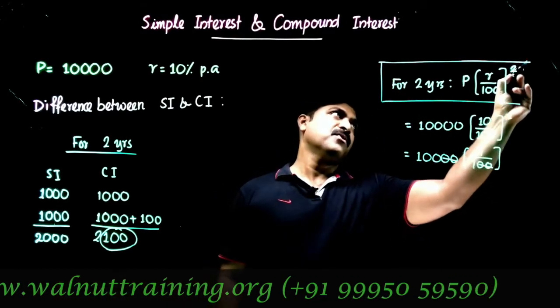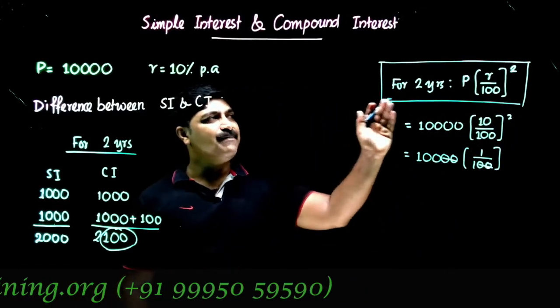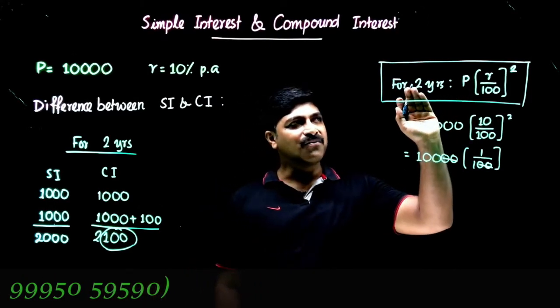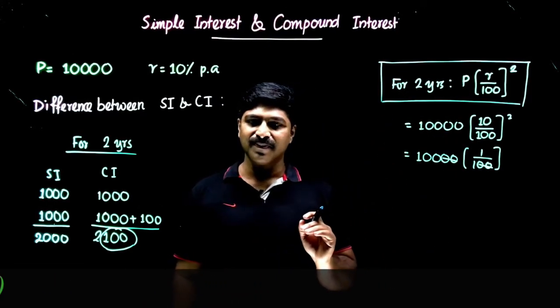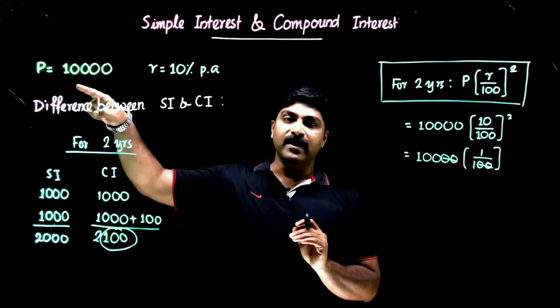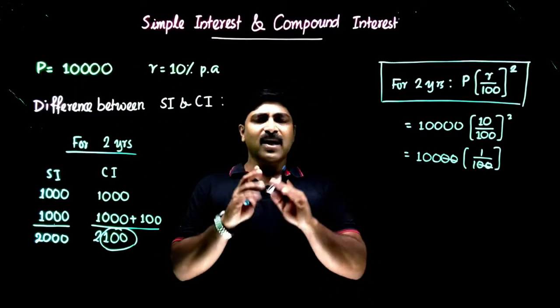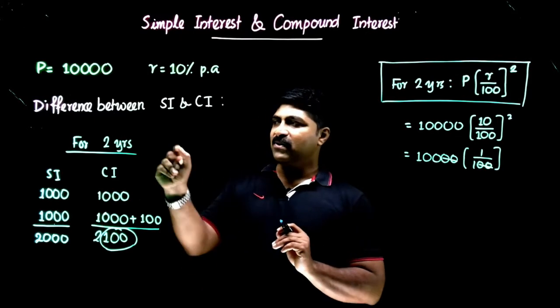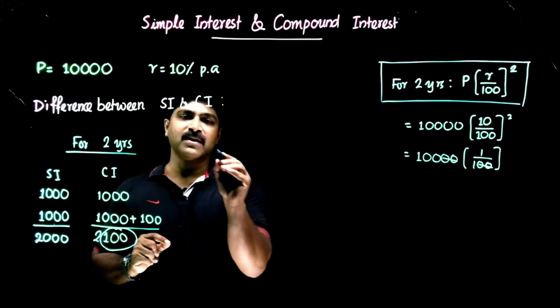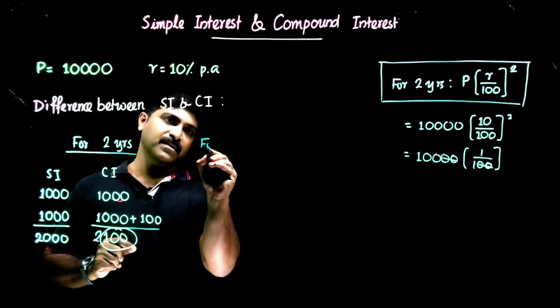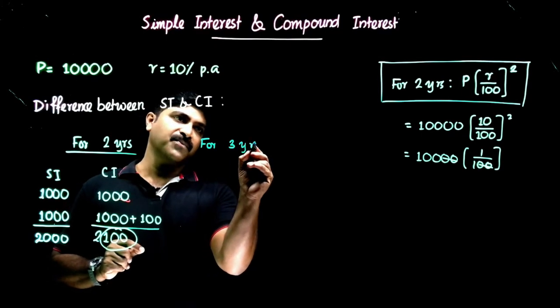This is the result for finding the difference between simple interest and compound interest for 2 years, for a particular principal amount and the same rate of interest. Now we are moving to the case of 3 years. Suppose we consider 3 years. What is the difference here?